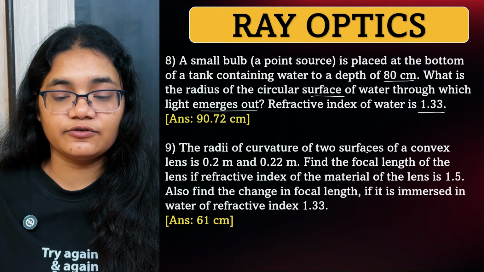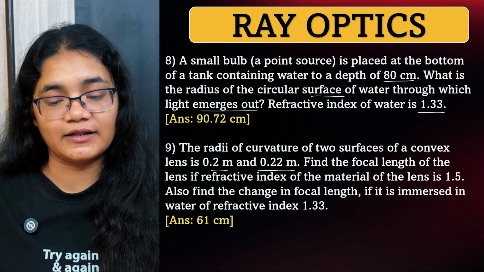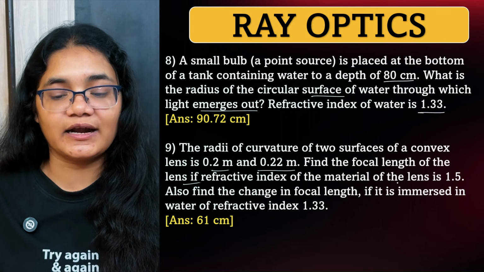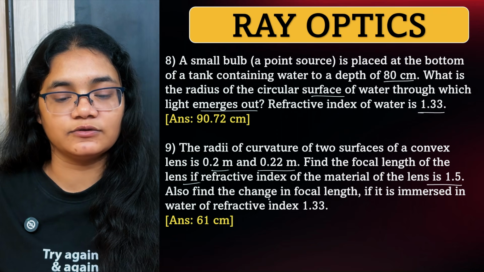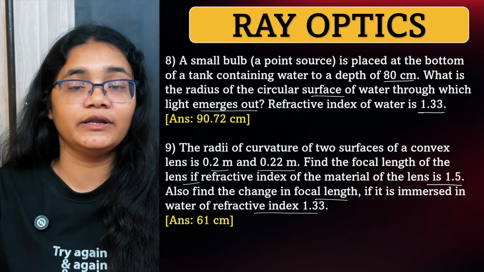The radii of curvature of two surfaces of a convex lens are 0.2 meter and 0.22 meter. Find the focal length of the lens if the refractive index of the material is 1.5. Also find the change in focal length if it is immersed in water of refractive index 1.33.